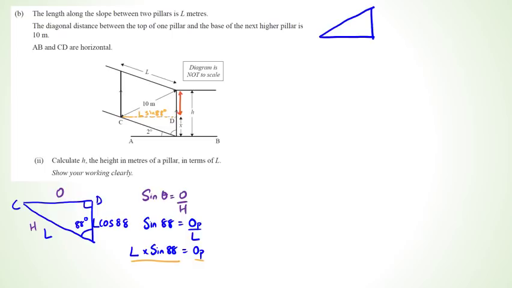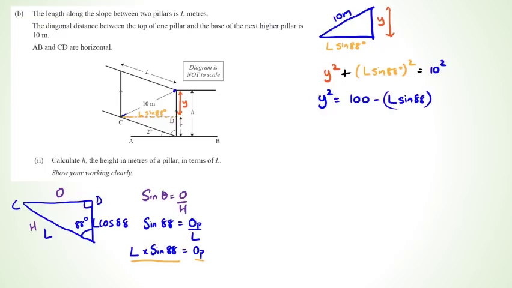I'm looking at this triangle where 10 meters is from here to here. Then the bottom part of it is L sine 88 degrees. And this part, the orange one, I'm going to call Y. Using Pythagoras, I can say y squared plus L sine 88 degrees squared equals 10 squared. So y squared equals 100 minus L sine 88 degrees squared. So y is equal to the square root of 100 minus L times sine 88 squared.